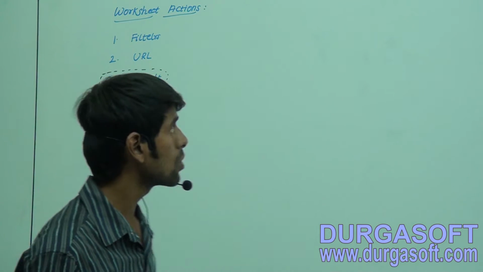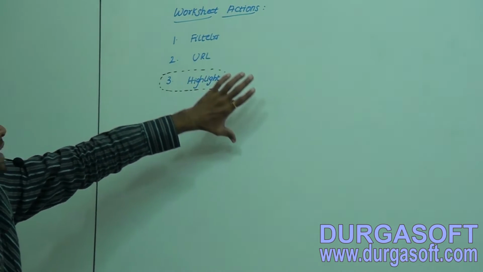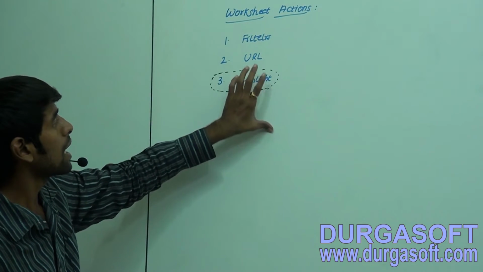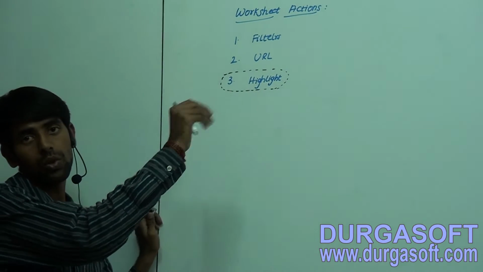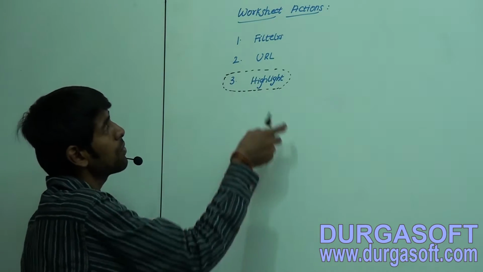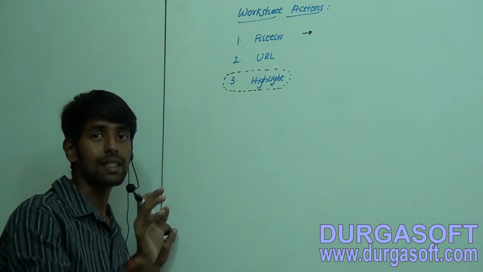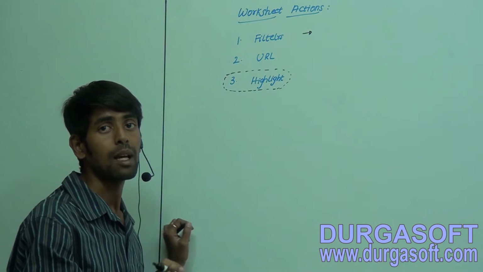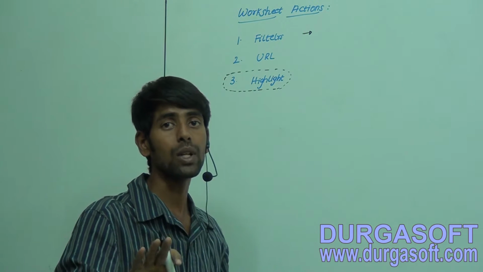Okay, now let us go for these actions. See, in this we have three types of actions. One is filters, and the others are URL and highlight. What is URL? Uniform Resource Locator, right? And what is meant by filters, let me give the definition, guys. I still haven't started what is meant by filters. We are going to discuss that in detail, no need to worry.